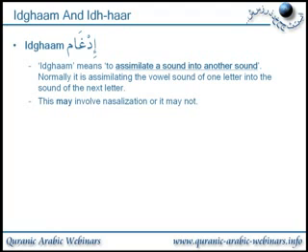So the first one we're going to cover is Idghaam. Idghaam means to assimilate a sound into another sound. Normally it is assimilating the vowel sound of one letter into the sound of the next letter, i.e. combining the sound of a letter into the next letter. This may involve nasalization or it may not. So Idghaam can sometimes be done with Ghunna and sometimes without.